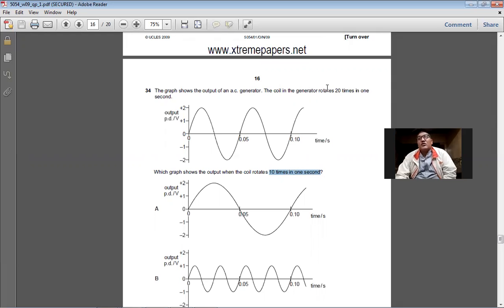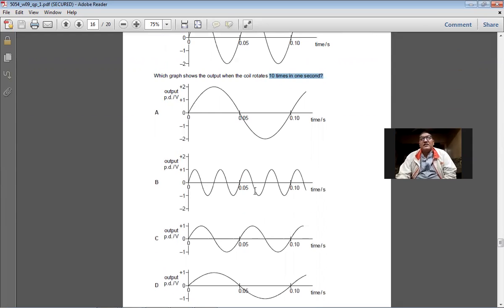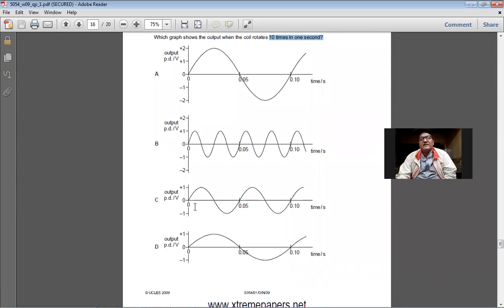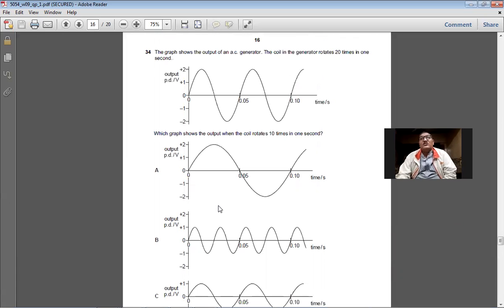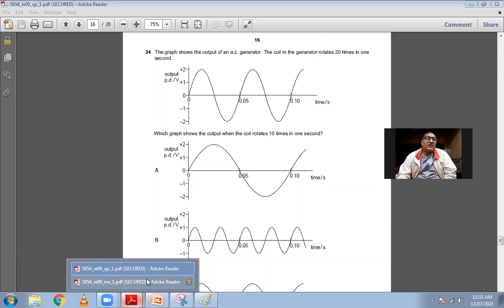Okay. So the coil rotates 20 times in 1 second. Here it was rotating 20 times in 1 second. Now he's saying 10 times in 1 second. So basically the speed of rotation has decreased. So when the speed of rotation decreases, the amplitude will decrease and the time period will increase. Yeah, this is the option. The time period has increased and the amplitude has decreased. So D looks the best option. D.